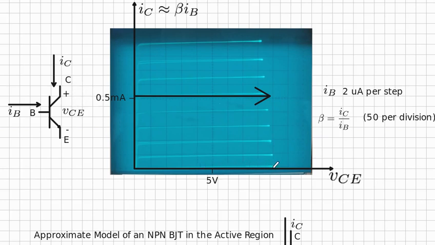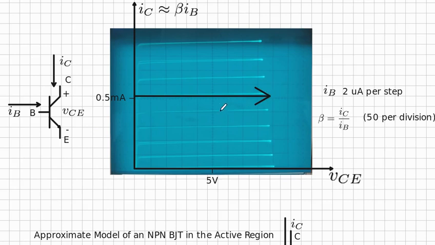This whole family of curves is one for each base current. The bottom one, which you see almost right along the IC equals 0 line, is for IB equals 0. The next one up is for IB equals 2 microamps. The next one after that is IB equals 4 microamps. This next one is IB equals 6 microamps. This one is IB equals 8 microamps. And this one right here underneath the black arrow is IB equals 10 microamps.